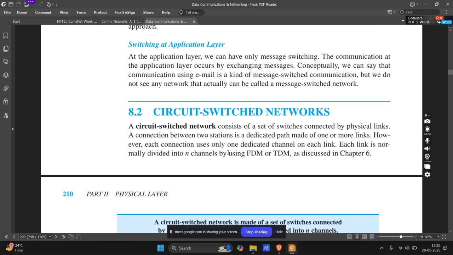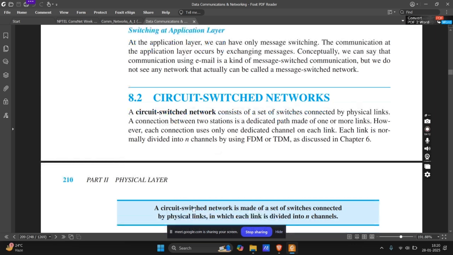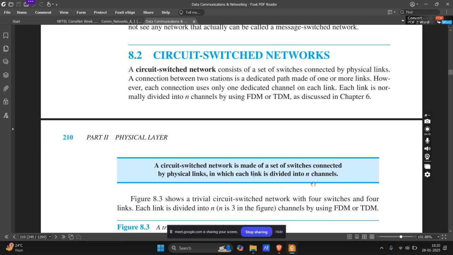A circuit switched network is made of a set of switches connected by physical links, in which each link is divided into n channels.